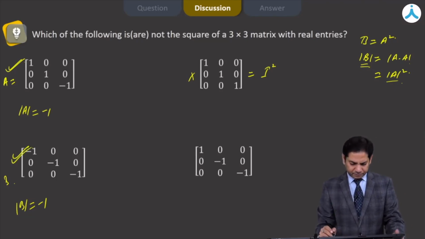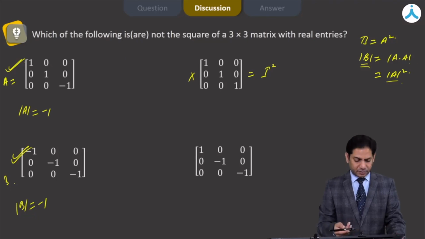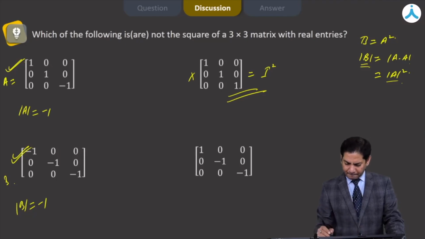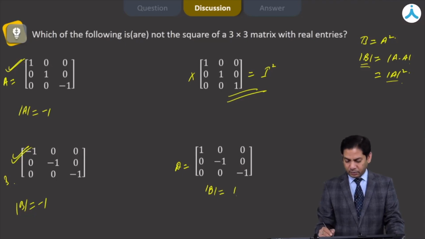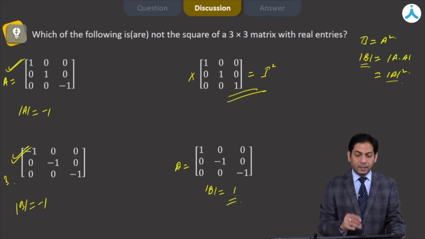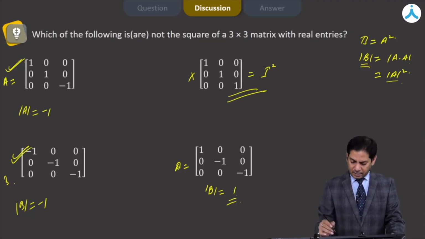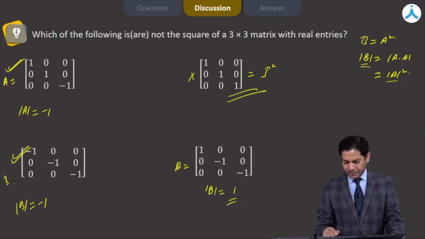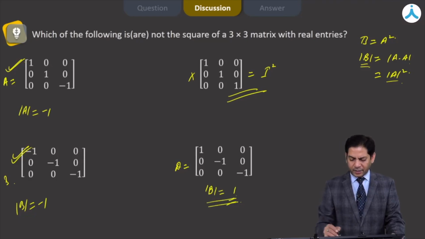What about this one? Now we have already checked the three options. This is a square of some matrix, this one, and this can't be square, this can't be square. What about this? If we take determinant of this, calling it D, determinant of D will be equal to 1. This is coming out to be positive. Option A and C are correct choices, and regarding this, determinant of D is equal to 1, we can say that it can be square of some 3 by 3 matrix.